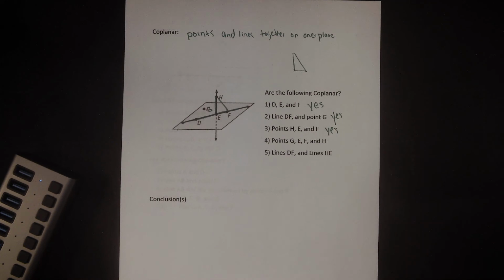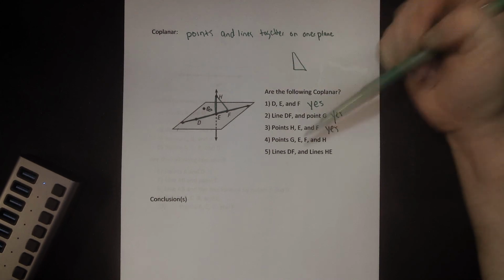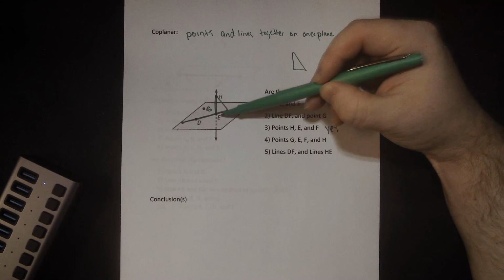Okay. G, E, and F. So once again, G, E, and F. Oh, and H, I apologize. G, E, F, and H. So this is where it's not coplanar. So you already have E, F, and H.